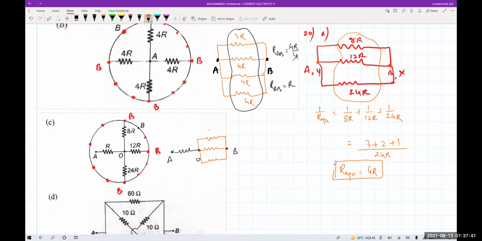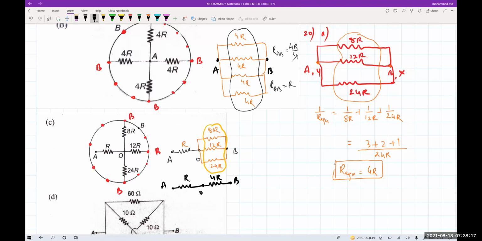So this one is how much for me? 8R. This one is nothing but 12R. This is your 24R. Between A and O, this one is nothing but R. Got it, beta? So these three will be in which combination? Parallel. So this will be 1 by 8R plus 1 by 12R plus 1 by 24R. That is 4R, sir. 4R.